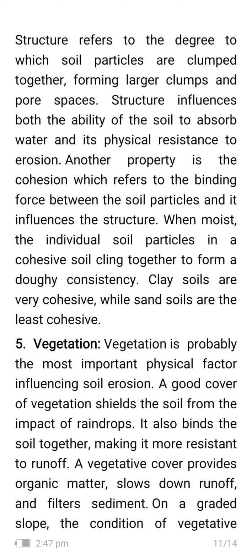Vegetation is probably the most important physical factor influencing soil erosion. A good cover of vegetation shields the soil from the impact of raindrops. So if the grassland is fully covered by grass, then the soil won't get eroded.